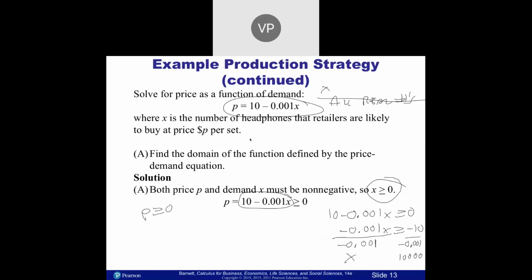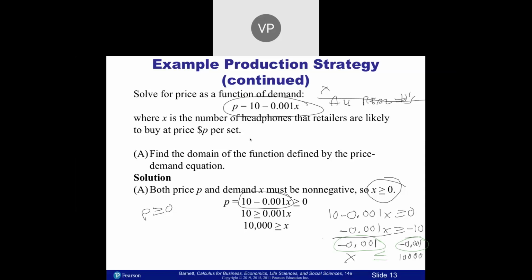If you remember your rules of algebra, whenever you multiply or divide by a negative number, that's what you're doing. So in the course of solving, notice I divided both sides by this negative number. This is something that I'm doing to the equation, the inequality. I chose to divide by negative. So if I'm doing that, the rule is you have to flip that inequality around. So that's how we get x has to be less than 10,000.